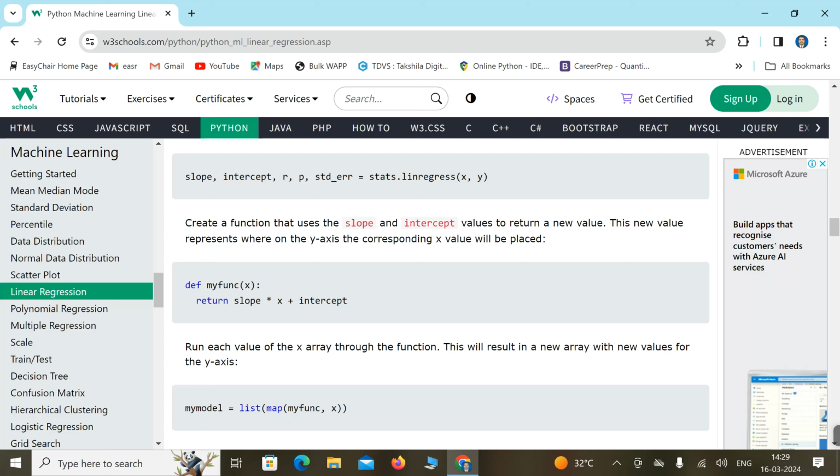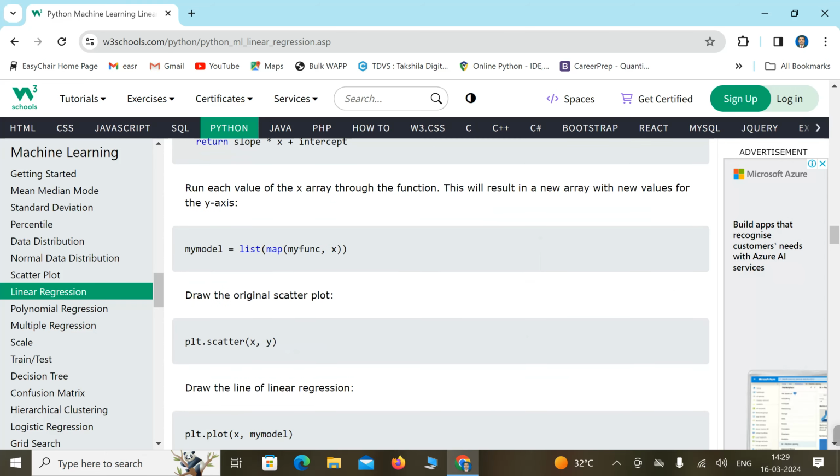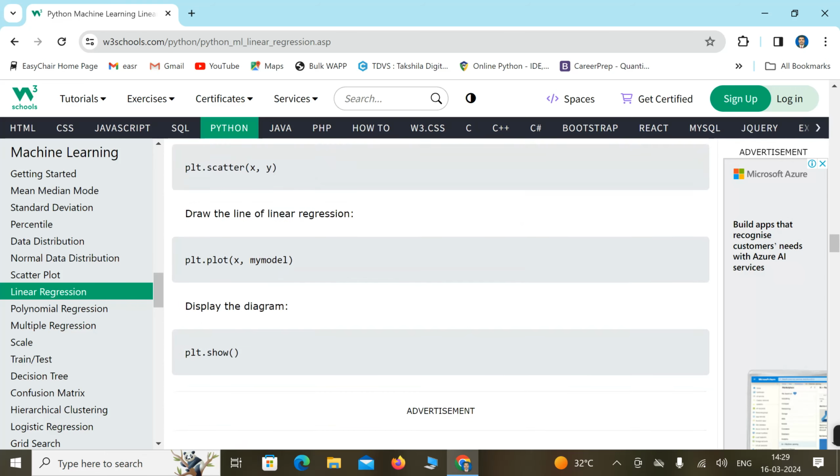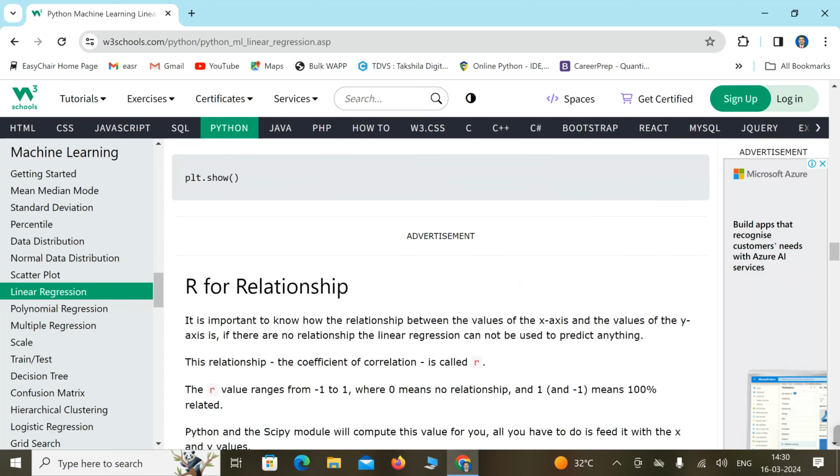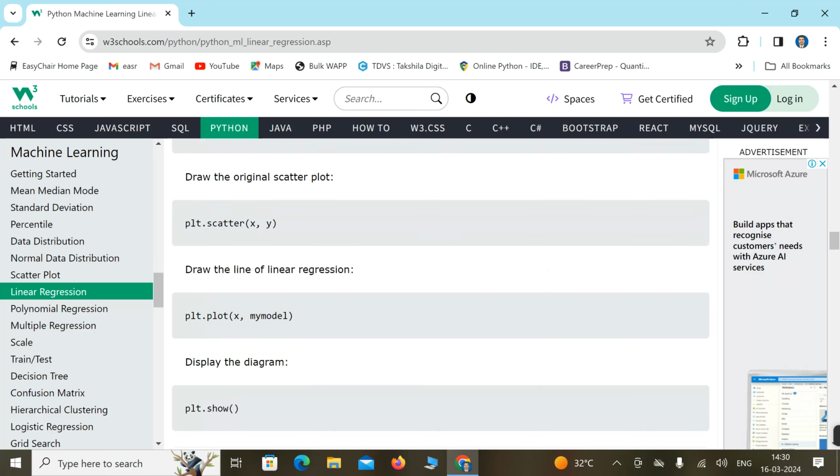Based on this function, we are calculating the point y based on x. It's a line. So y is equal to mx plus c. So I need to find out the slope and x to find out the new value for y. So that is a list. Using that list, I can draw the line here. So that's a linear regression.